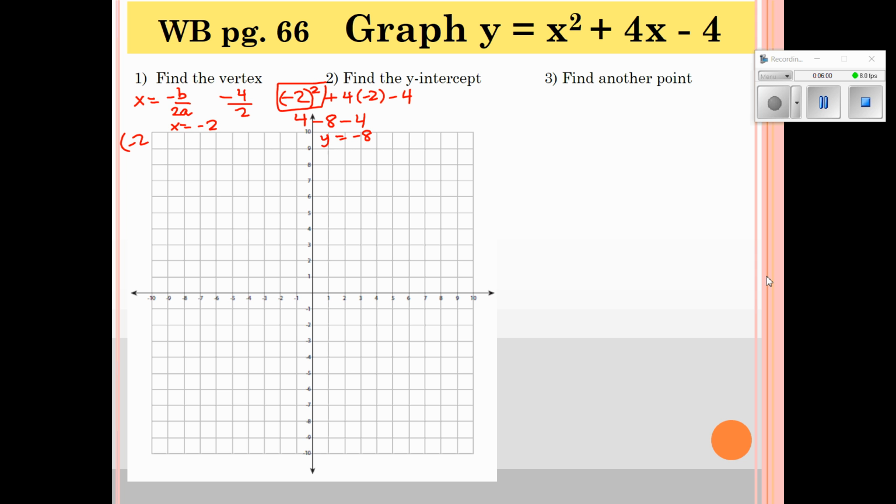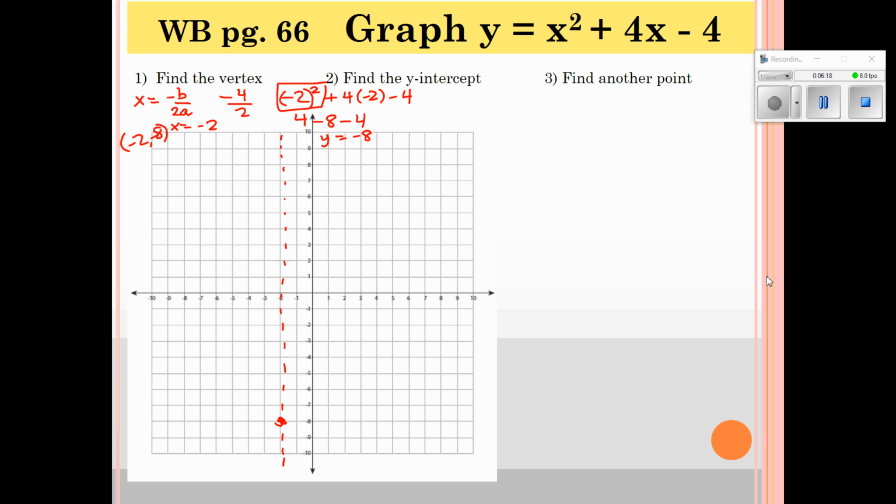So we know our vertex now: negative 2, negative 8. The axis of symmetry was negative 2, so we know this is where the axis of symmetry is, because that's where our x was. On that axis of symmetry, we are going to go down to negative 8, and we're going to put our vertex.